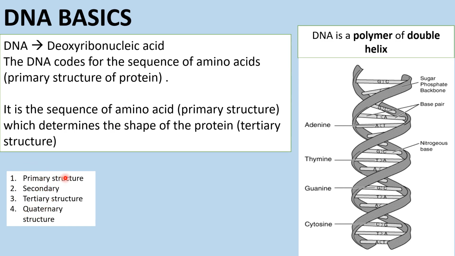The primary structure is that sequence of amino acids. In which order do you place the amino acids? That order is determined by the DNA code. So this is really important, because if you change the DNA code, i.e. mutation, you will change the sequence of amino acids. And then we have seen before that if you change the sequence of amino acids, you will change the shape of the protein, because you affect the bonds.